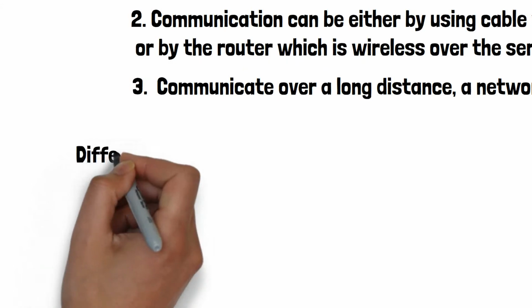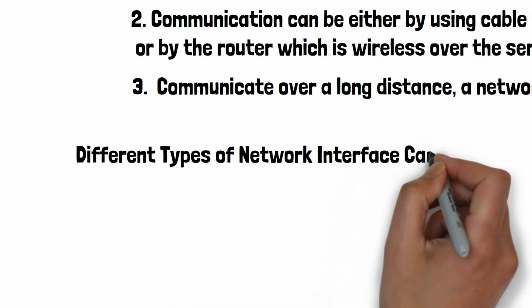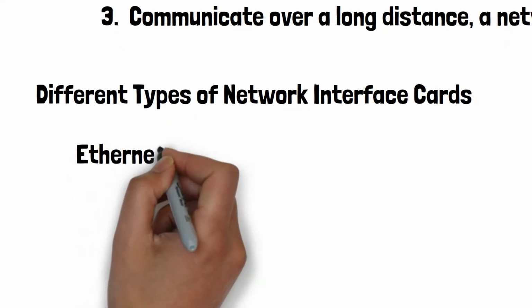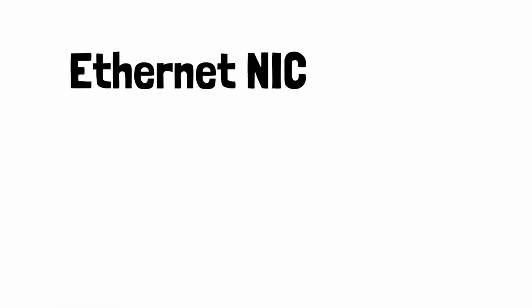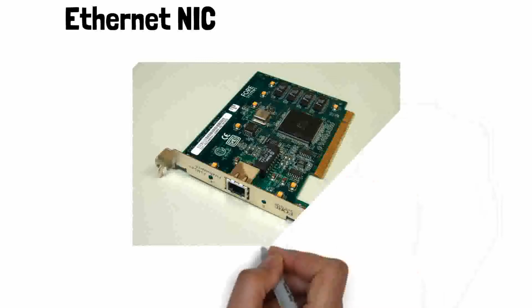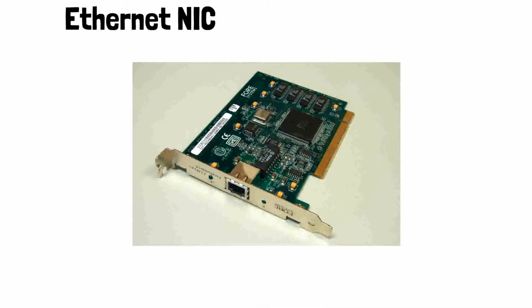Different types of network interface cards. There are two types of NIC: Ethernet NIC and wireless network NIC. Ethernet NIC is a slot for a cable, where we have to plug one end of the Ethernet cable into the slot of the computer, and the other end of the cable is plugged into the modem. Likewise, various devices are connected to make a communication setup between them.